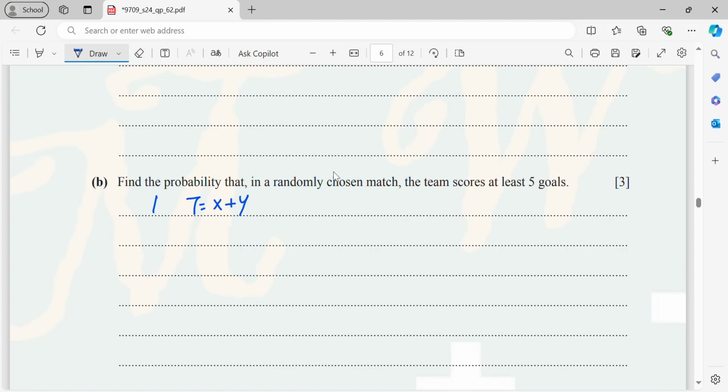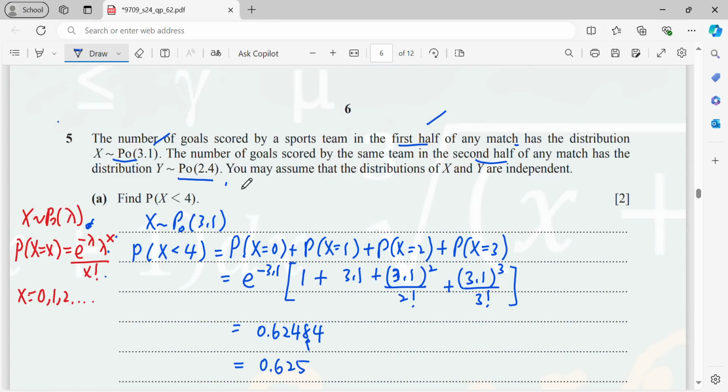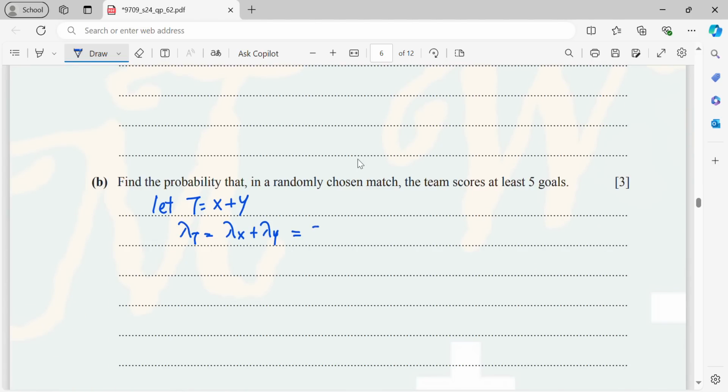So I consider any match. So it can be first half or second half. That's why I consider both sections. So now my lambda T will be lambda x plus lambda y. That is going to be 3.1 plus 2.4. Then you will get 5.5. And now my new distribution: T is Poisson distributed with lambda 5.5 now.